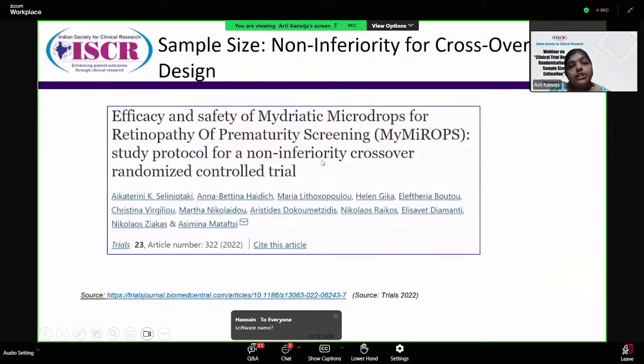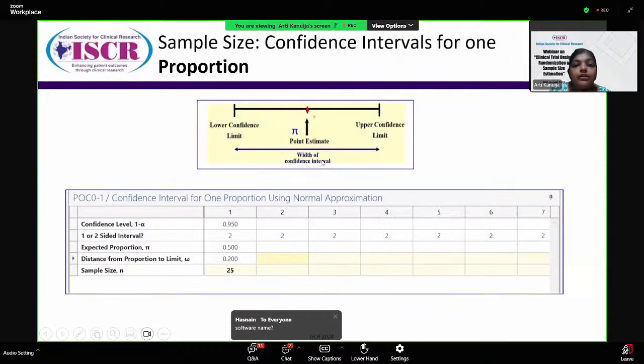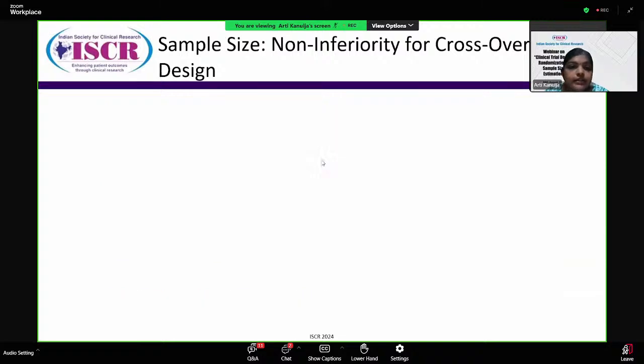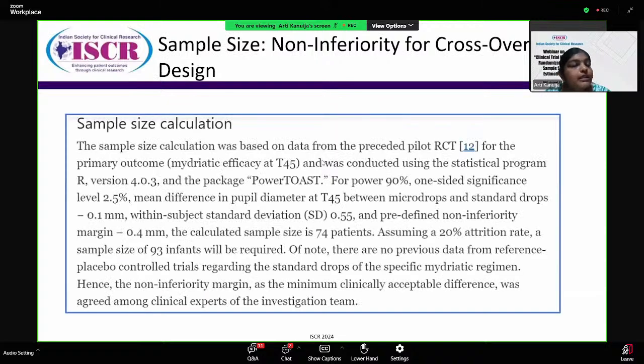This is another research paper, which is about non-inferiority for a crossover design. I'm giving you the source. This is a recent paper from 2022 on the efficacy and safety of mydriatic microdrops for retinopathy of prematurity screening: study protocol for a non-inferiority crossover randomized controlled trial. Next is a snapshot of what exactly was presented in the paper.